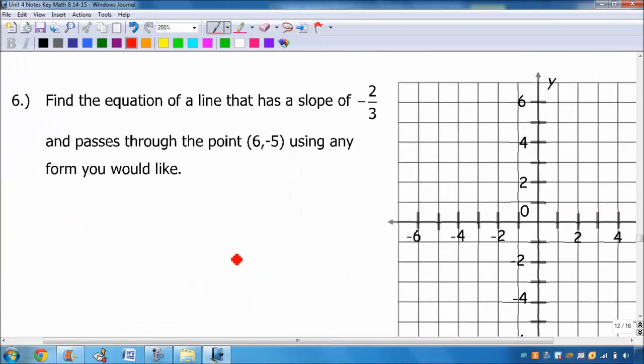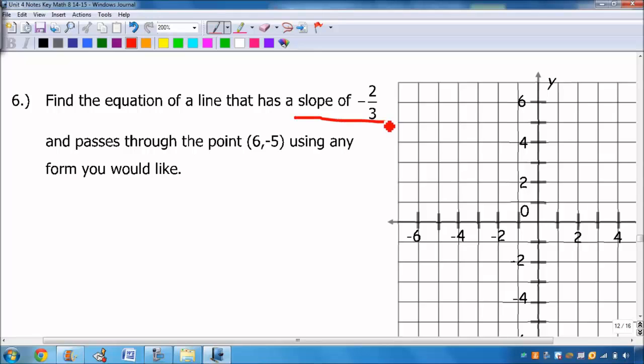All right, ladies and gentlemen, we're going to skip over question number 5 and look at question number 6. Find the equation of a line that has a slope of negative 2/3 and passes through the point 6, negative 5 using any form you would like. Well, so far we've only learned one form, so we're only going to use the slope-intercept form, okay?